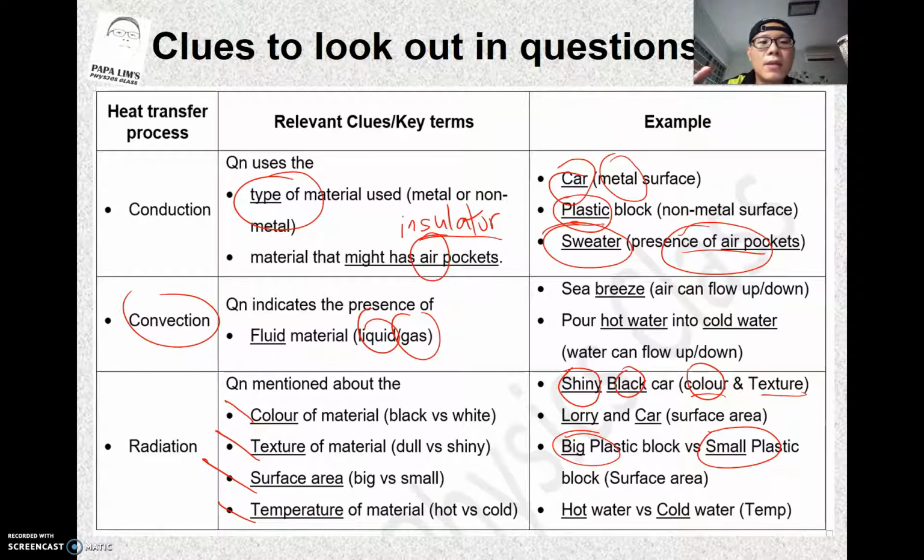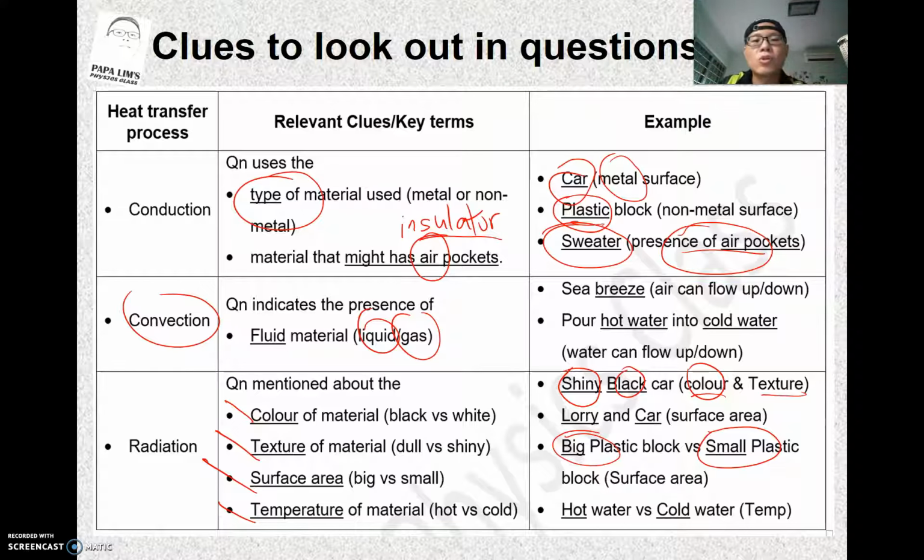But rather than that, the big and small sizes, or the surface area, is what is of concern. So the marker is trying to tell the students that, hey, take a look, the size is important. Please take notes.